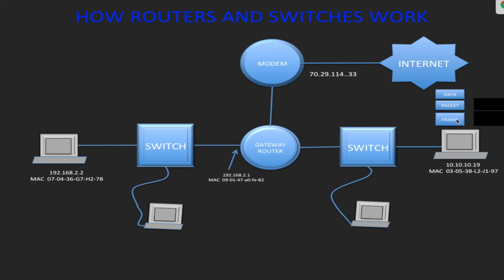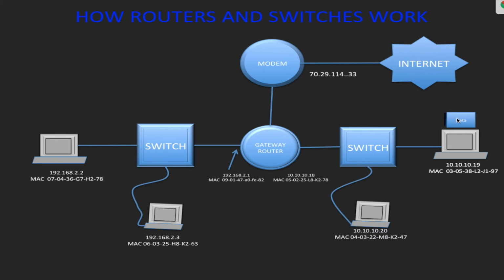So now that this computer has received the data, what does it do with the packet and the frame? Well, it just destroys them, they just disappear. All it needs now is the data. It can look inside of it to see what's inside. Is it MP3 or JPEG? Let's take a look. It is a JPEG. It's a picture of a bird.